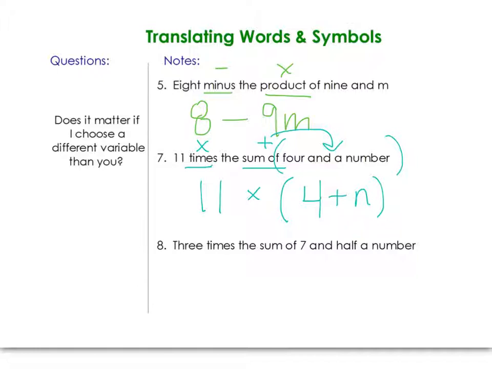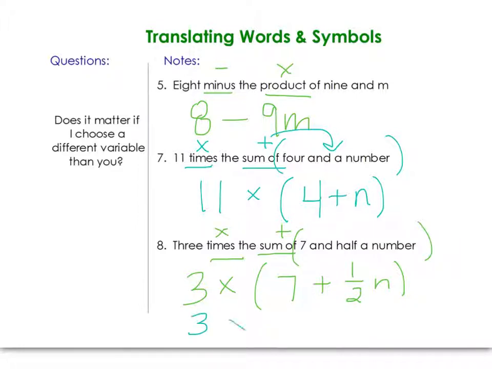3 times the sum of 7 and half a number. So same setup, 3 times the sum of 7 plus half of a number, or you could say 3 times 7 plus half of a number. Either one of these options is correct.